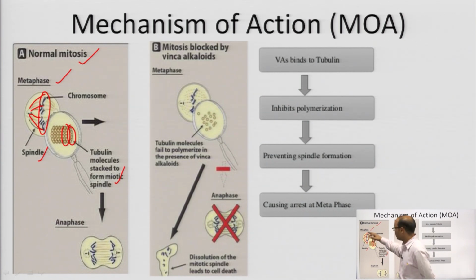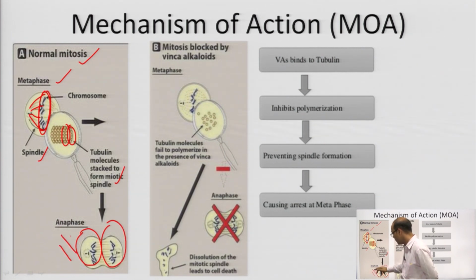So the entire chromosome set is aligned at the center, and in anaphase, which comes after metaphase, you can see that half of the genetic material is transferred to the opposite pole, and half of the genetic material is transferred to this side. In this way, cell division occurs normally. In cancer, it is the uncontrolled growth or uncontrolled division of cells.